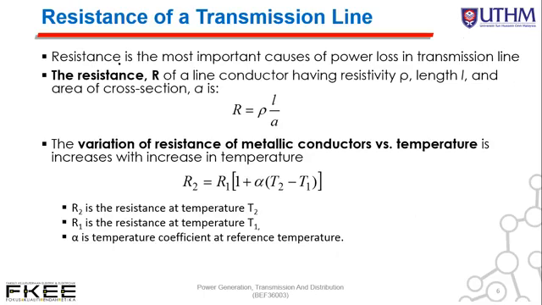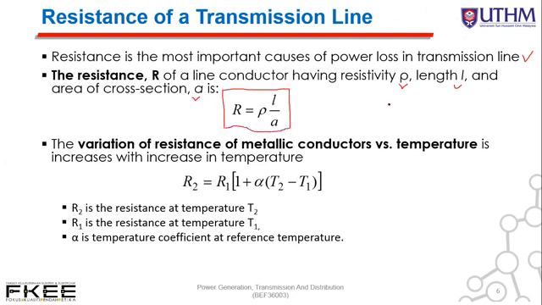Basically, as I mentioned before, resistance is the most important cause of power loss in the transmission line due to their I squared R loss. The resistance R of a line conductor having resistivity ρ, length L, and area of cross-section A can be represented as R equals ρL divided by A.